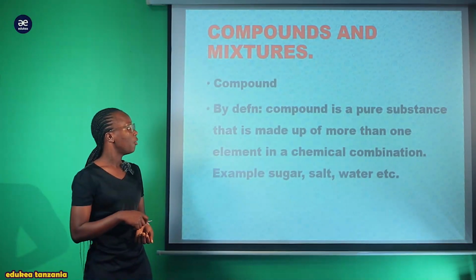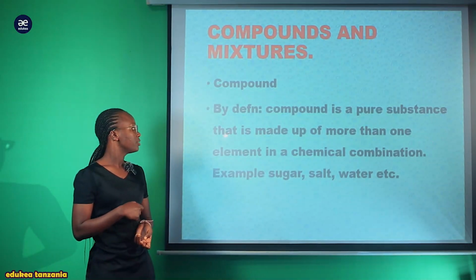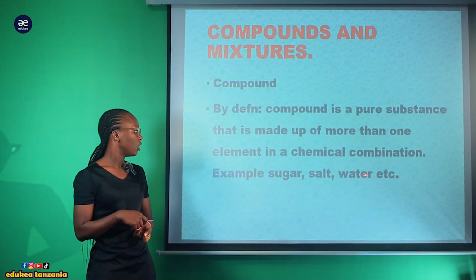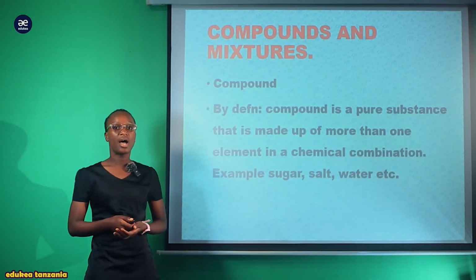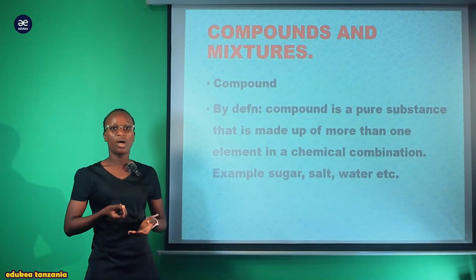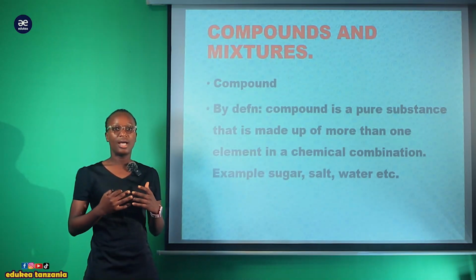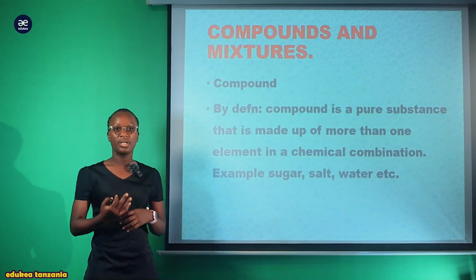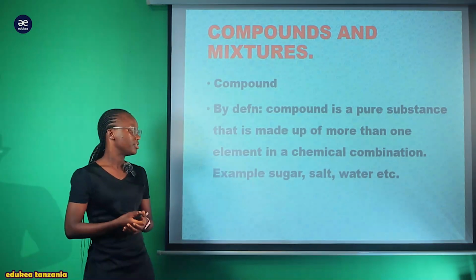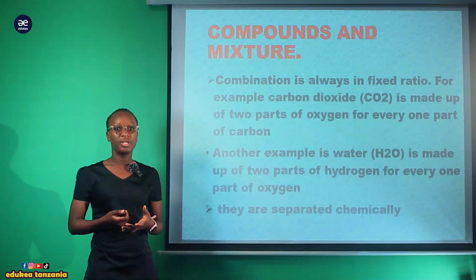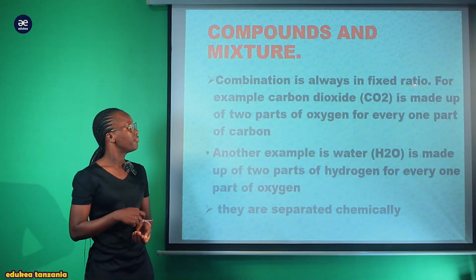Now, what is a compound? A compound is a pure substance that is made up of more than one element in a chemical combination. For example, we have sugar, we have salt, we have water. Those are the compounds which are made up of a combination of more than one substance. These compound combinations are always in a fixed ratio.